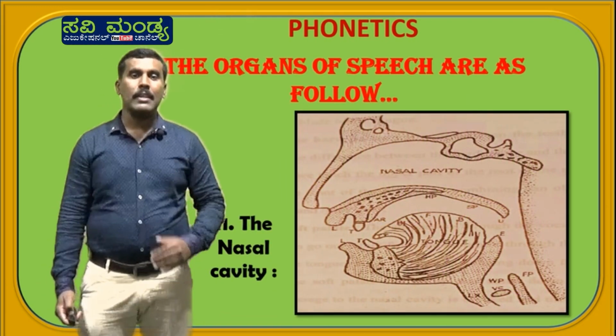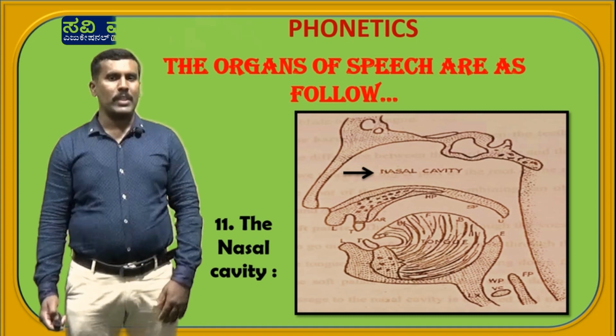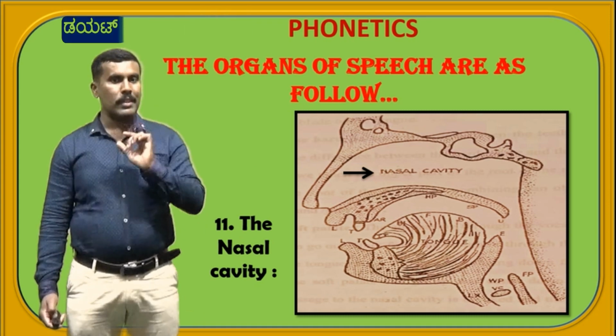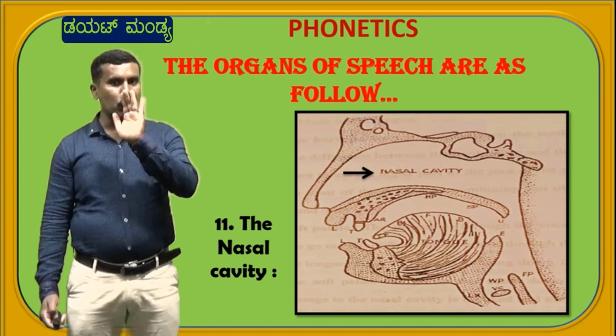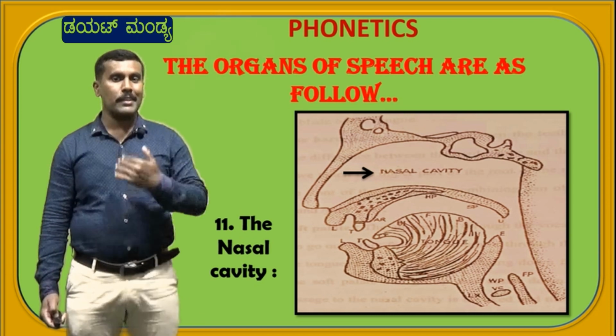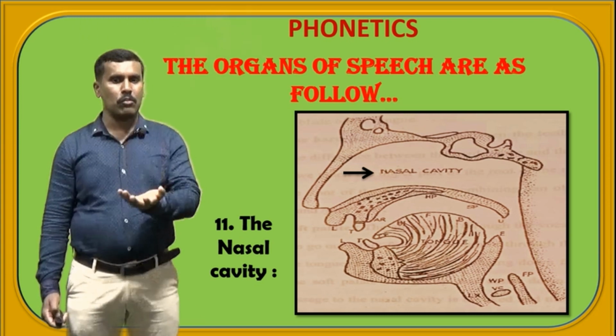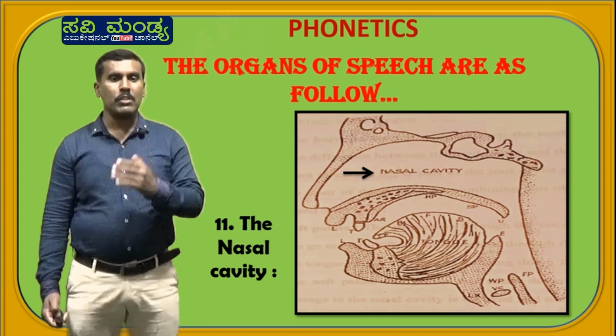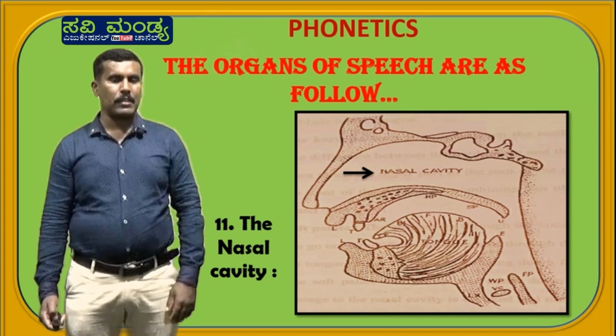At last we have the nasal cavity. When the soft palate is down, the air passage to the nose is open. So the air enters into the cavity for going out of the nose. That portion of the nose is called the nasal cavity.